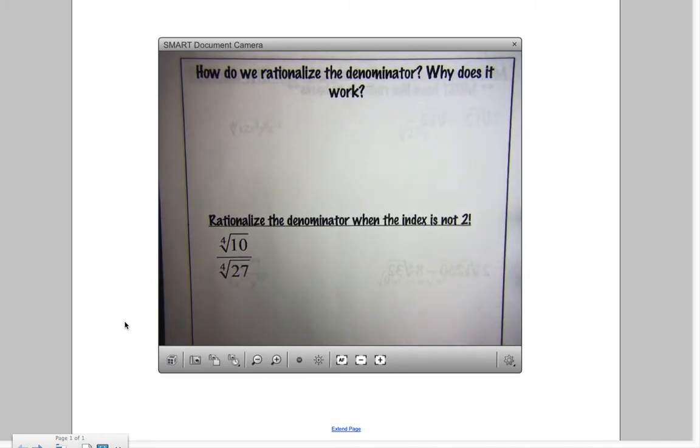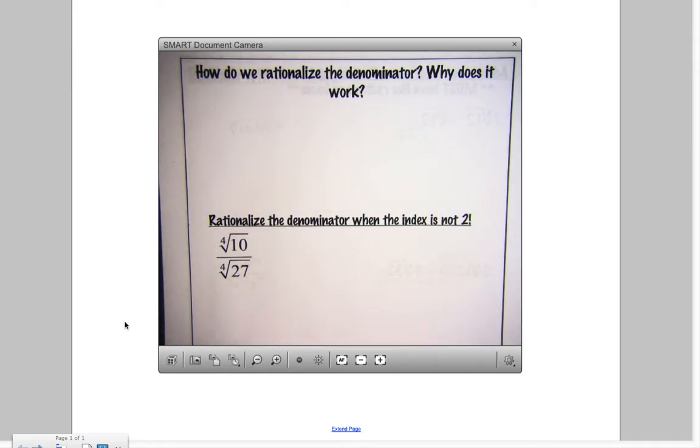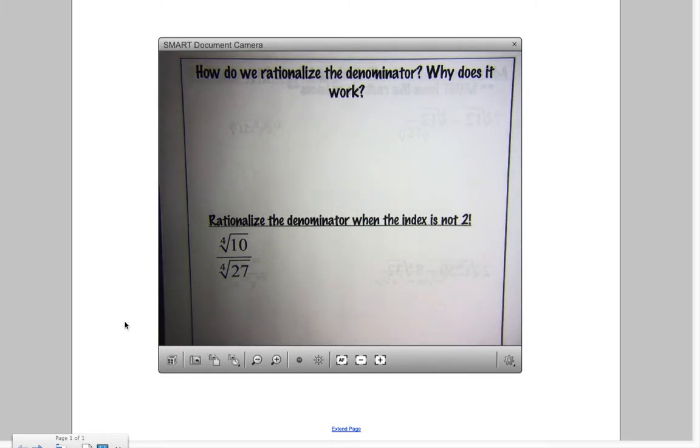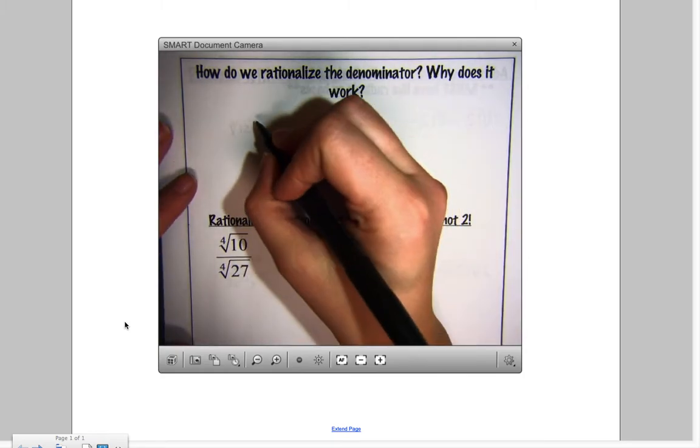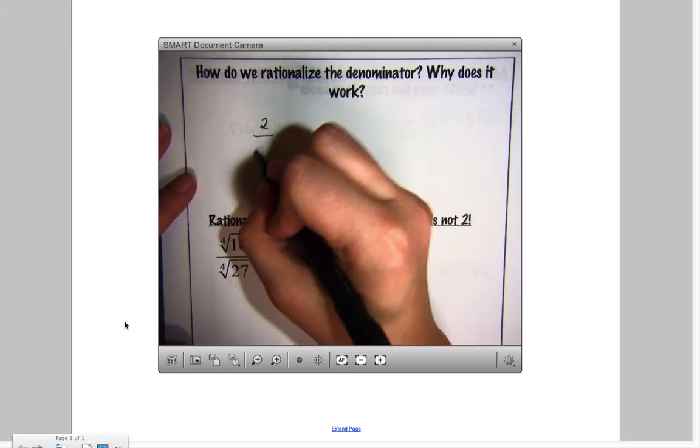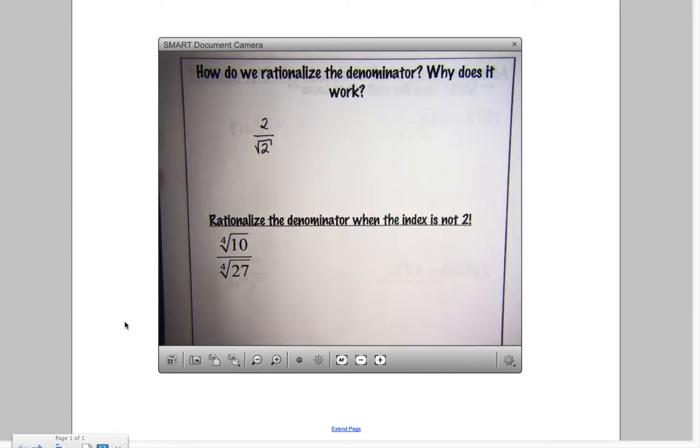All right, now we're going to look at rationalizing the denominator. We have done this only with square roots. It's going to be a similar process, and I want to show you why it works. So let's remember rationalizing the denominator. Let's say we have something like 2 over the square root of 2.